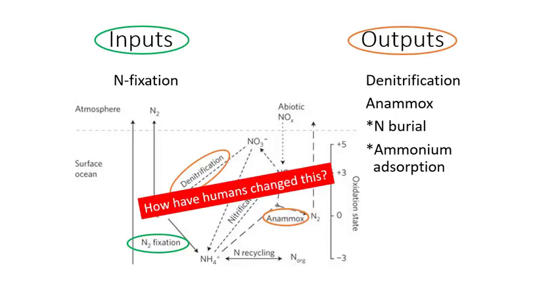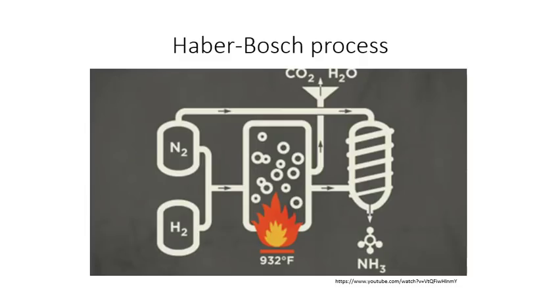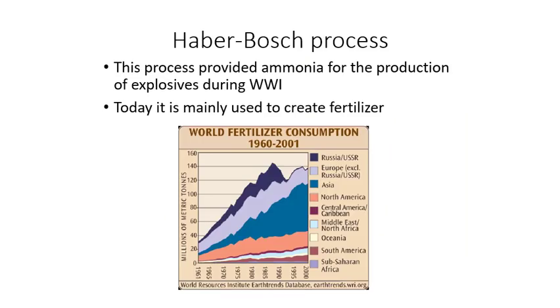So now we have to ask ourselves, how have humans changed the nitrogen cycle, and have we changed the nitrogen cycle? Well, a big way that we've changed the nitrogen cycle is by increasing the amount of nitrogen that can be cycled via the Haber-Bosch process. Humans figured out a way to fix nitrogen artificially during World War II by heating nitrogen gas and hydrogen together. This process provided ammonia for the production of explosives during World War I. Today, it is mainly used to create fertilizers, which we have steadily been increasing our use of.